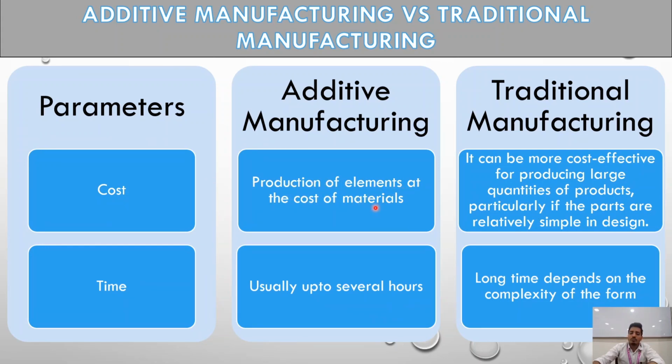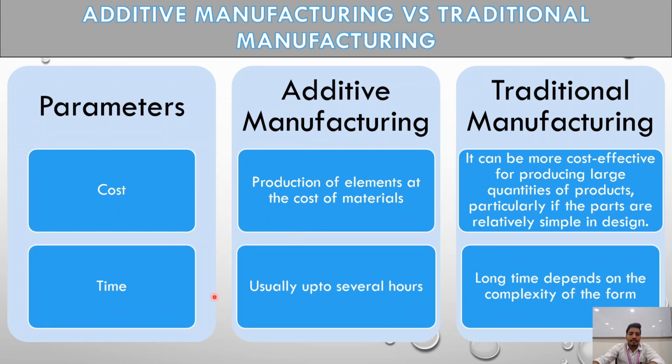So whatever the cost of the material is, if you are using carbon fiber, the material cost will be more. If you are using minimal cost materials, then it will be less. So depending upon which material you are using, the cost will increase. It can be more cost effective in traditional manufacturing if you are producing in large quantities. So if there is a large batch of products, then the cost will be much lower.